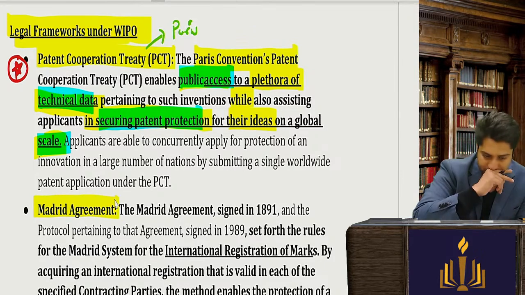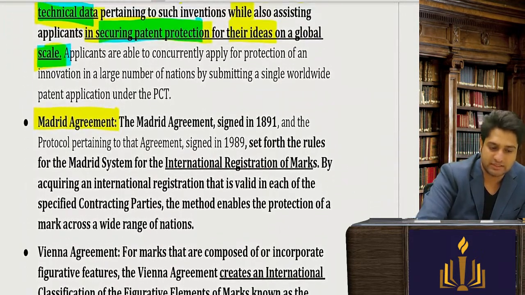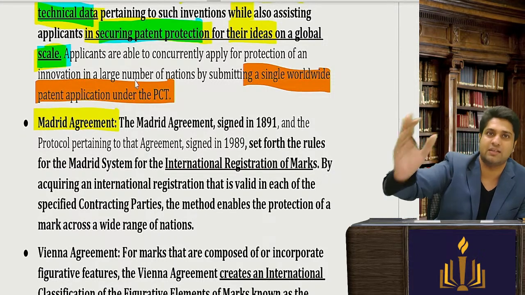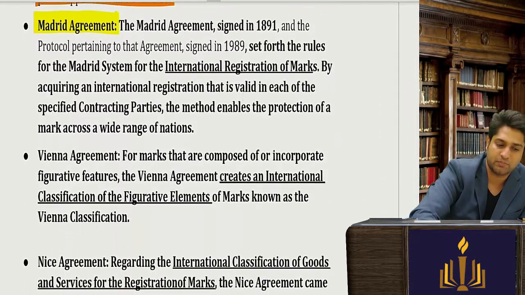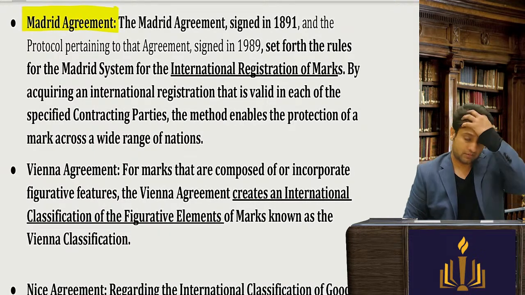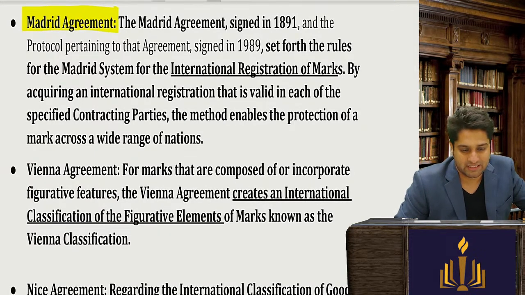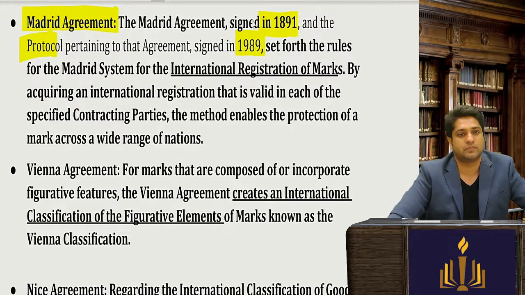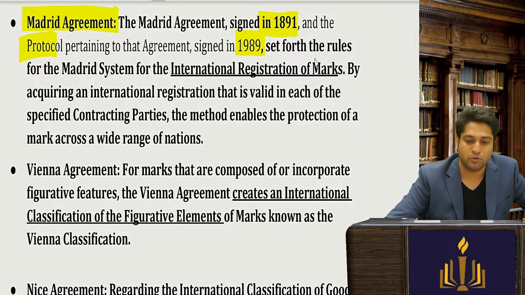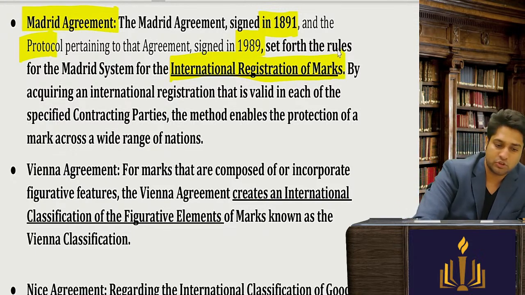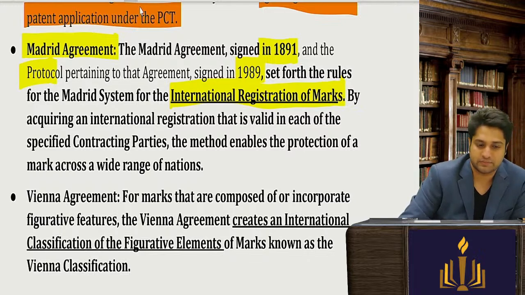Then going to Madrid. Okay. They are saying that in one application you can get worldwide protection. So there is one global application that you can file, which will give you registration in multiple other countries. Now coming to the Madrid Agreement. Madrid was signed in 1891 and the protocol pertaining to that agreement was signed in 1989. Approximately 34 years back, this set forth the rules for the Madrid system for the international registration of marks. So you can write this key word there, that is marks.